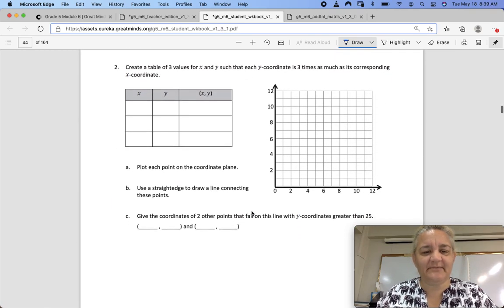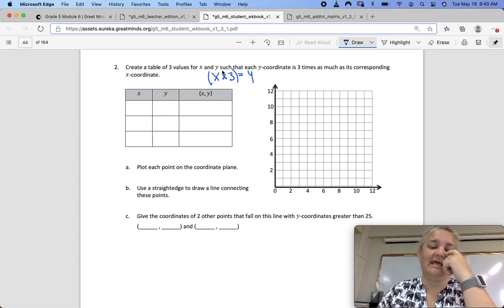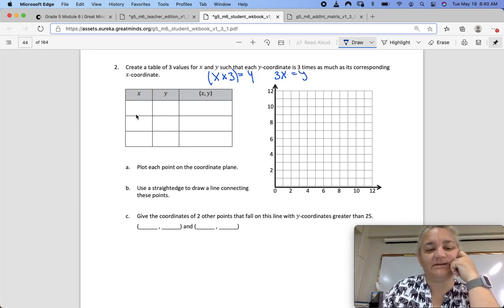Next one, create a table of 3 values for x and y such that the y coordinate is 3 times as much as its corresponding x. Okay, so x times 3 equals y. Okay, x times 3. And actually, when you get a little bit more professional, you can just go 3x. When they're stuck together like that, that means multiply. Okay, so if we pick something like 2 as our first number, well, let's go with 1.